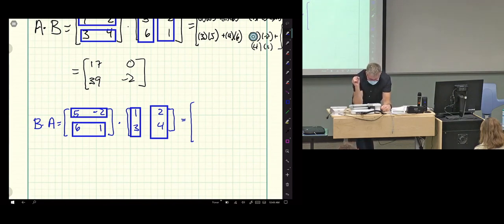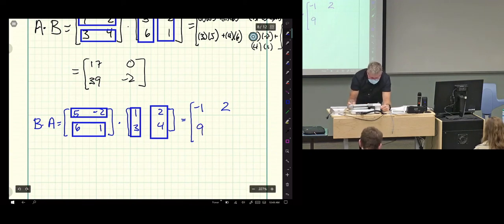So, first entry of row 1, column 1, we have 5 times 1, 5, minus 2 times 3, minus 6, so this is minus 1. Next one, we have 5 times 2 is 10, minus 2 times 4, so that's 2. Next one, 6 times 1 is 6, plus 1 times 3, that's 9. Next one, 6 times 2 is 12, plus 1 times 4, 16.